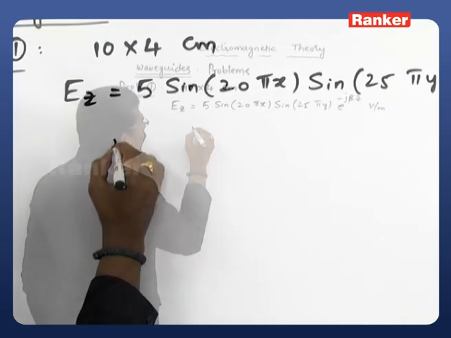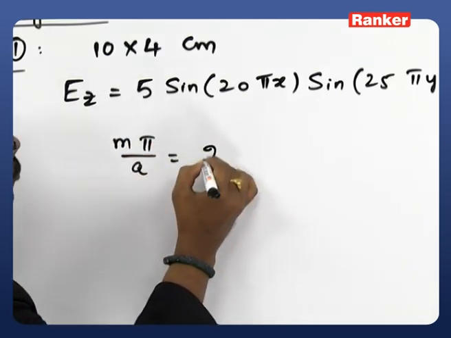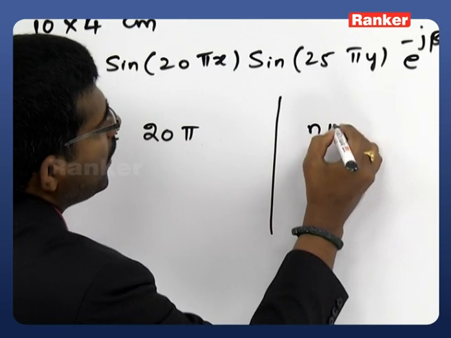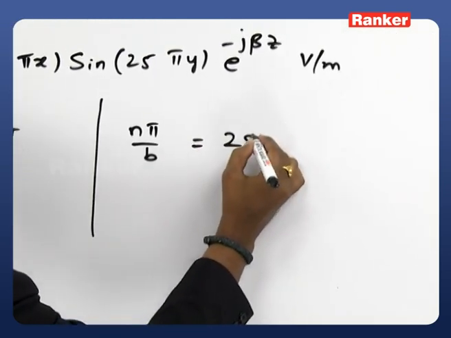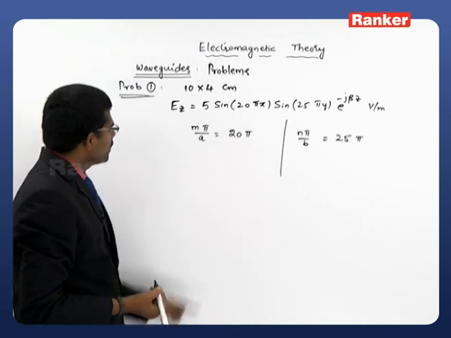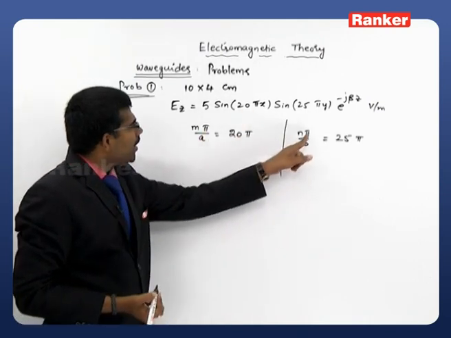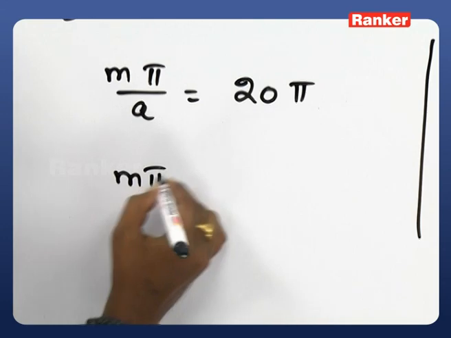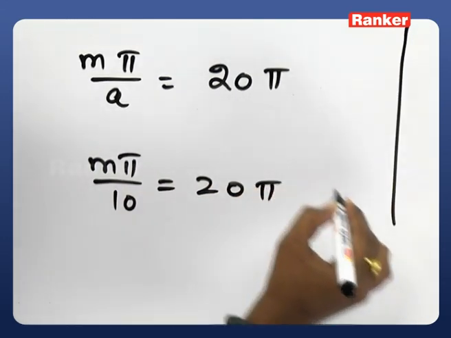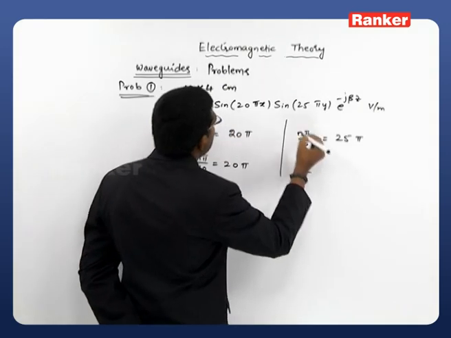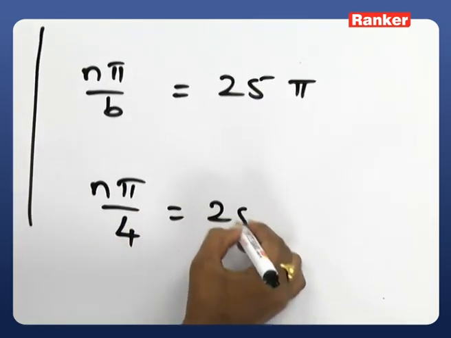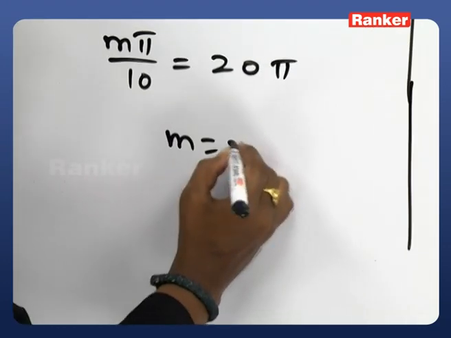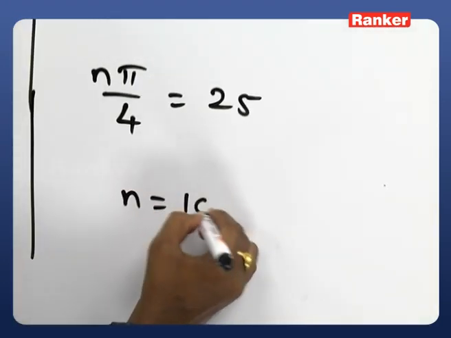Instead of m pi by a, what we have here is 20 pi. Just keep it aside. And here it is n pi by b; instead of n pi by b, we have 25 pi. Just take these two: m pi by a = 20 pi, n pi by b = 25 pi. Now substitute a = 10. That is m pi by 10 = 20 pi, and here it is n pi by b, where the b value is 4, so n pi by 4 = 25 pi. After simplification, m = 200, n = 100.